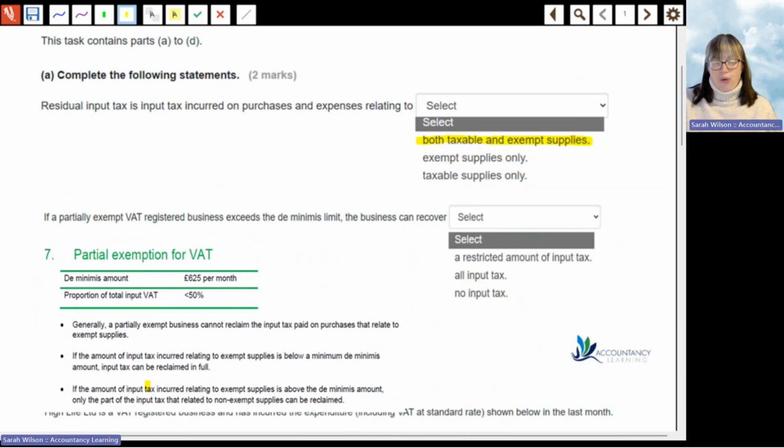So it means that when you have a partially exempt business, if it's under a certain amount, then they can reclaim all the VAT on both taxable and exempt supplies. So the second part then, if they exceed the de minimis limit, the business can recover. And then it says here at the bottom, if the amount of input tax incurred relating to exempt supplies is above that limit, then only part of the input tax related to non-exempt supplies can be reclaimed. So that gives us our answer for the second statement.